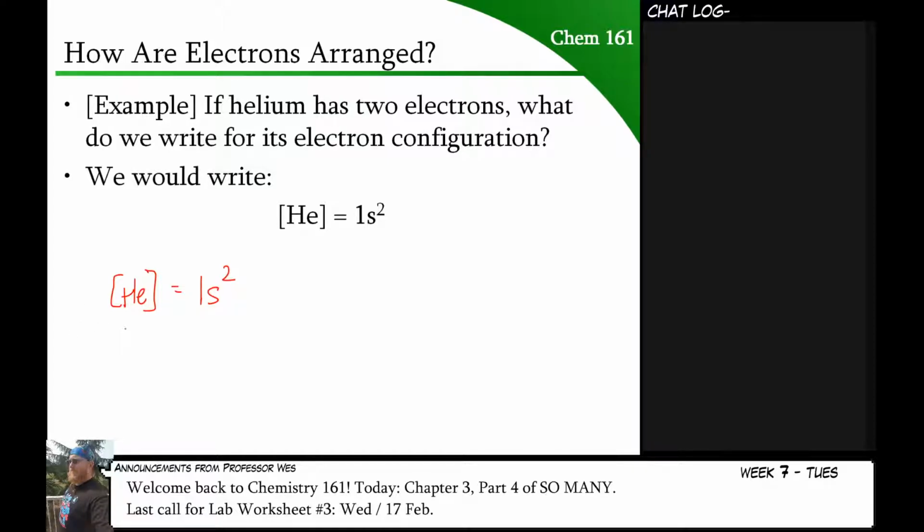How about lithium? What would I do for lithium? Well, lithium has 3 electrons, so the first 2 would go in the lowest energy. But then I have to go to the next level. There's not enough space in the first orbital. All the orbitals are filled, so I go up to the next lowest energy. So that would be 2s, 1.